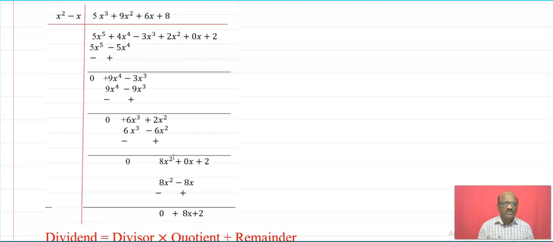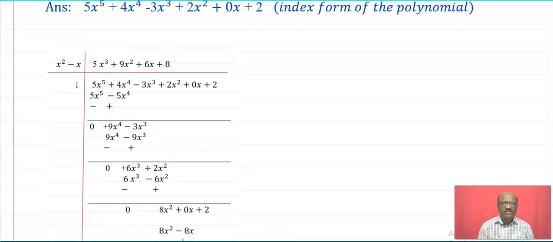Now see this here again. What about your first term? Here the first term is 8x square and here it is x square. To get 8x square, we should multiply this x square by 8. That is, multiply this term by 8.